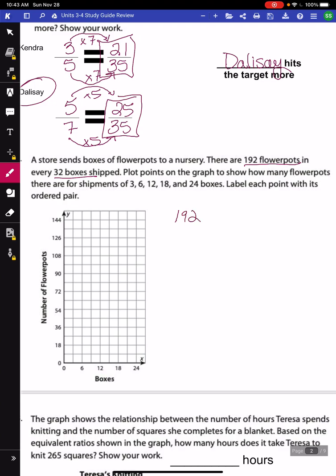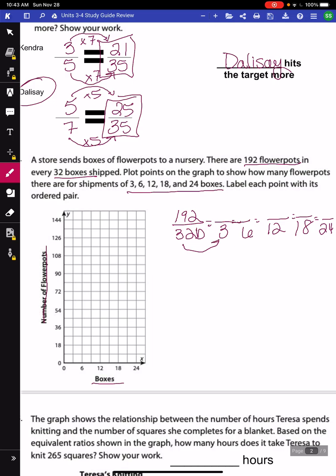192 flower pots for every 32 boxes, well, I don't even see 192 for number of flower pots or 32 for number of boxes. But I know that I have to use these, and we know that 32 represents boxes, so these numbers have to stay on the bottom because order matters. So we have to find for 3, 6, 12, 18, and 24.